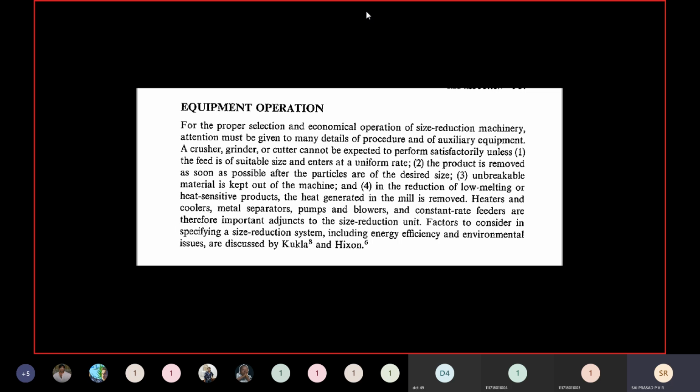But suppose it is a batch process. Of course, we charge the material into the ball mill, close the lid, wait for some amount of time, and then we stop the machine and take out the discharge. So there we don't have this problem. But in case of a continuous mill, as we are sending the feed from the top, if you are not taking the product from the bottom, what will happen?